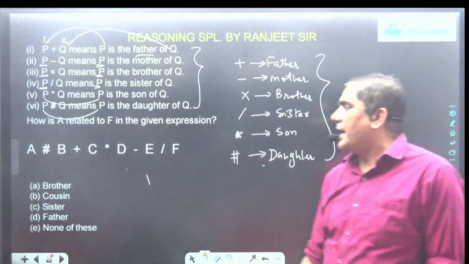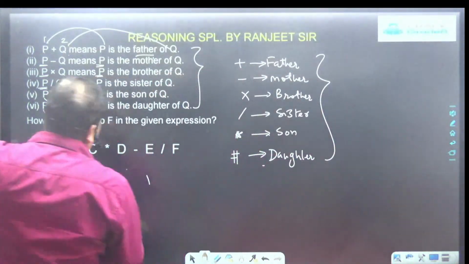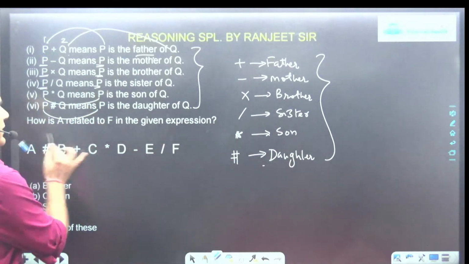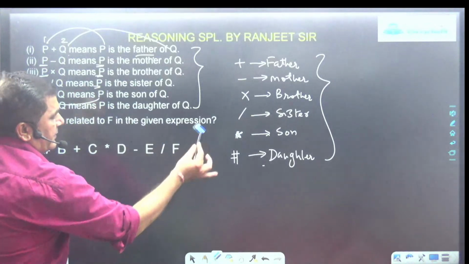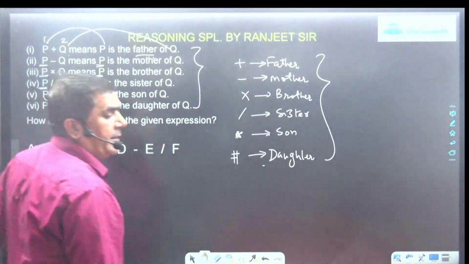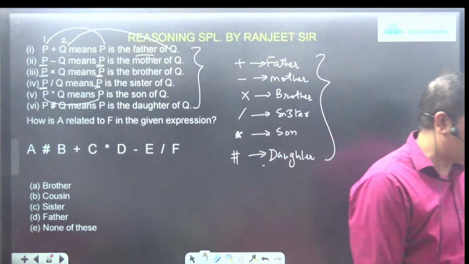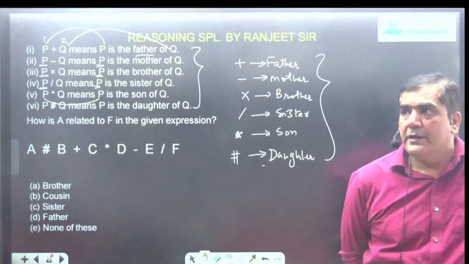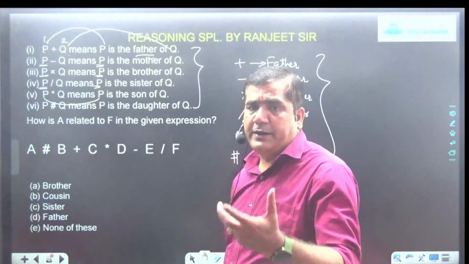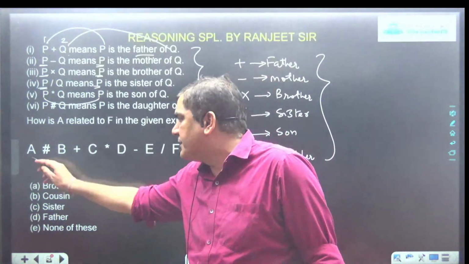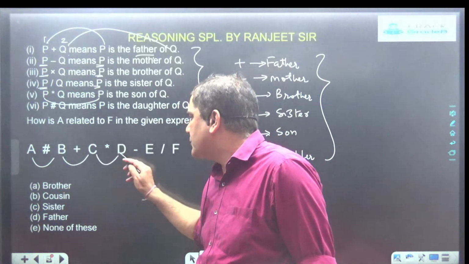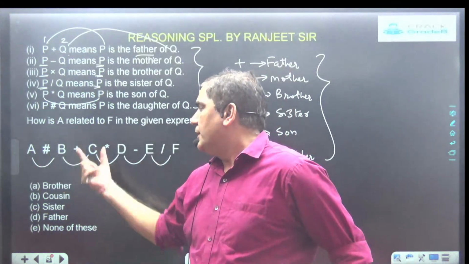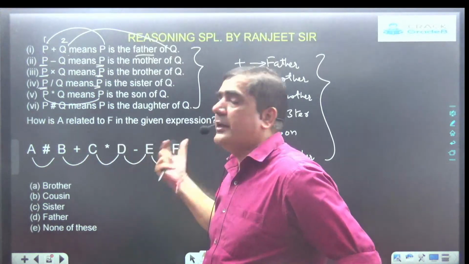Now, they are asking how is A related to F in the following expression. So whenever any expression is given to you, my first job is to draw one family tree. How to plot the family tree based on these sort of questions? See, whenever we need to plot the family tree, the best technique is to take the first 2, next 2, next 2, next 2, like this.